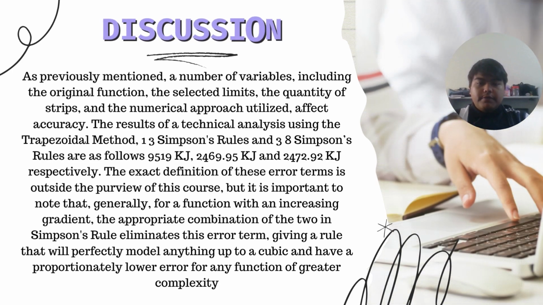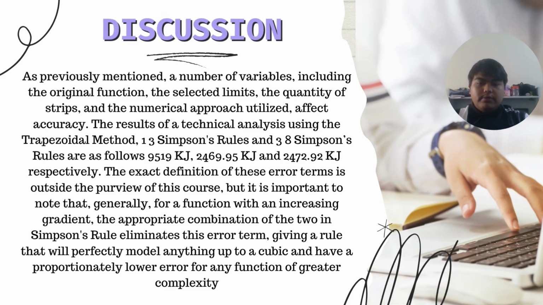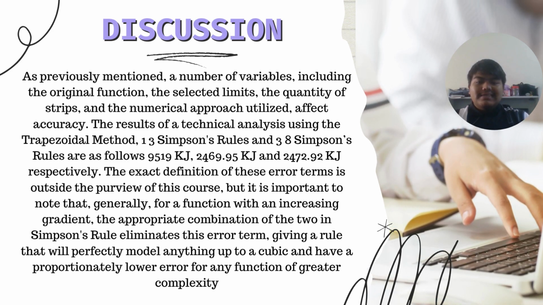For discussion, as previously mentioned, a number of variables, including the original function, the selected limits, the quantity of strips, and the numerical approach utilized, affect accuracy. The results of the technical analysis using the trapezoidal method, Simpson's 1/3 rule and Simpson's 3/8 rule are as follows: 9,119 kJ, 2469.95 kJ, and 2472.92 kJ, respectively.